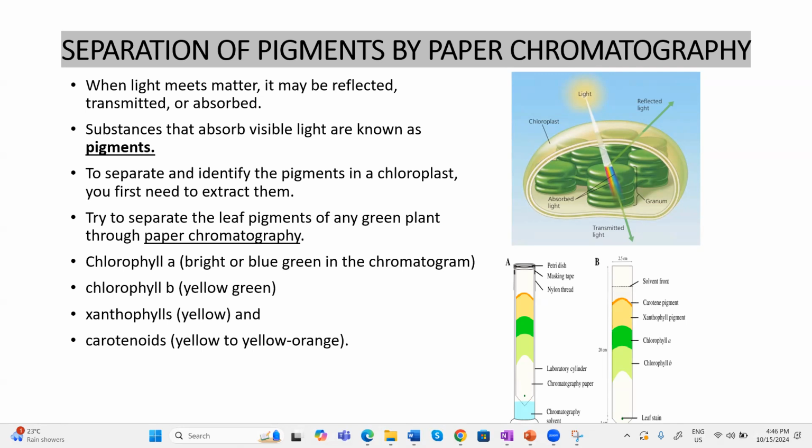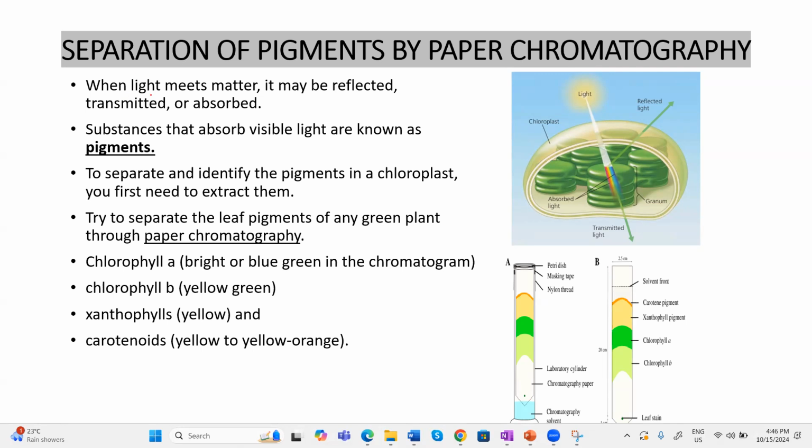In this video, we are going to study what the main pigments present in the green part of the plant are, and we will also see how they appear in the chromatogram. How to separate these pigments? These pigments are separated by paper chromatography.